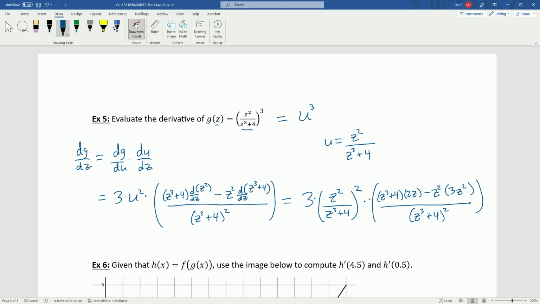Now, I will point out that there is some simplification that can be done here. You get z squared squared is z to the 4th. You can multiply that across here. You can multiply this stuff out. And in the bottom, you'll end up with z cubed plus 4 to the 4th power. And that will make things a little bit cleaner and easier to work with. For the sake of time in this video, I'm going to leave that as an exercise to the reader, and just move on to the next problem.